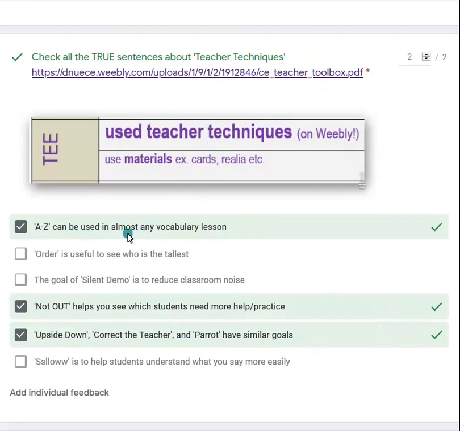Teacher techniques. Right, A to Z, any lesson. Just examples of key words using the first letter. Right, as we explained, students who need practice shouldn't be out of a game because they can't answer. They should remain in the game so they get more practice. And these are all ways to maintain students' attention.